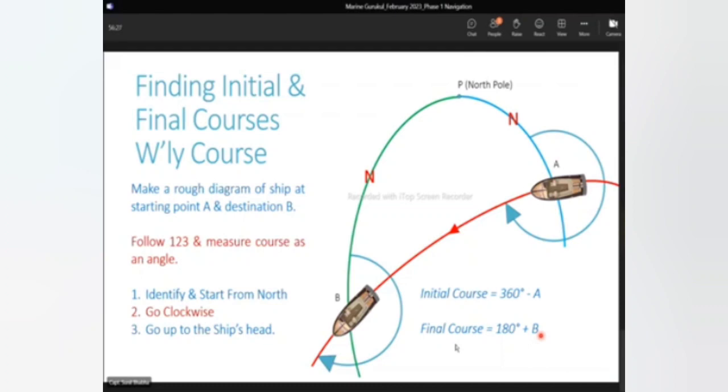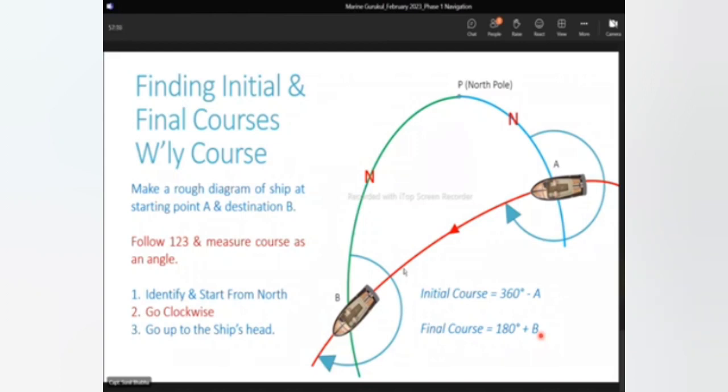So this angle at B is the inner angle, right? Angle PBA, correct, sir? That's right, beta. Papa Bravo Alpha, PBA. This is the angle which you will get by the cosine formula. Okay. But initially, what we will have in the question is the angle at A, right? The outer angle, 360 minus the outer angle at A. This will be given in the question.